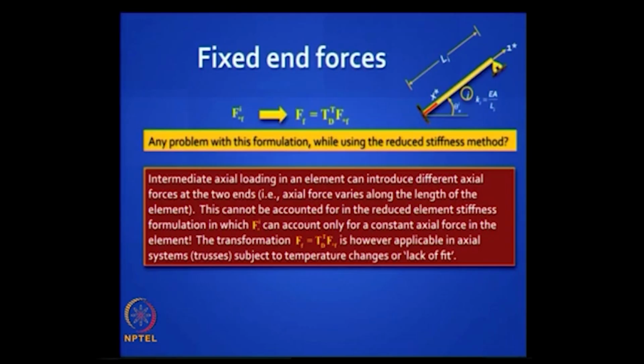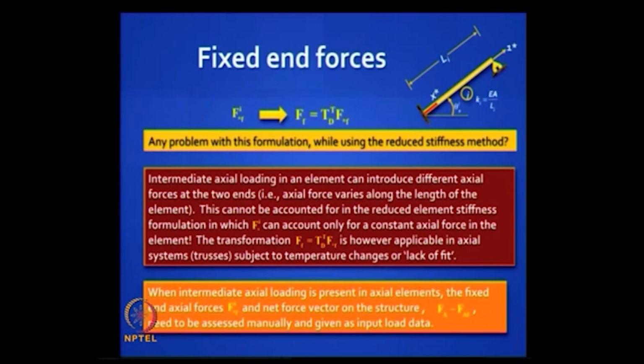It is applicable, however, when you have a lack of fit or you have a temperature problem, because then it will be constant. So the problem is only when you have intermediate load, but otherwise you can handle it. So in trusses you can normally do it. When intermediate axial loading is present in axial elements, the fixed end axial forces Fi star F and the net force vector on the structure Fa minus Faf need to be assessed manually and given as input load data. So that is the only change.